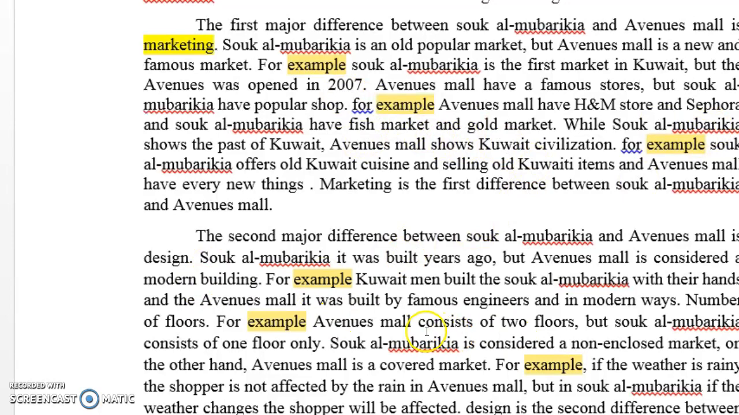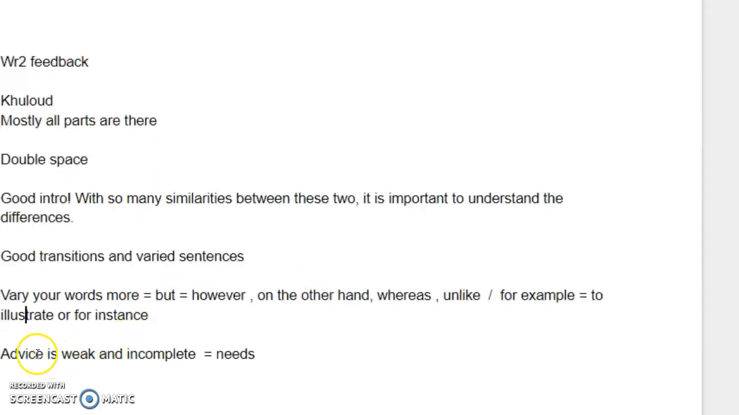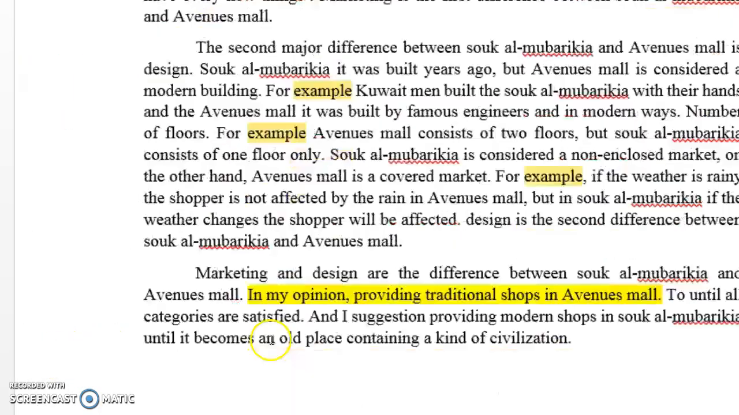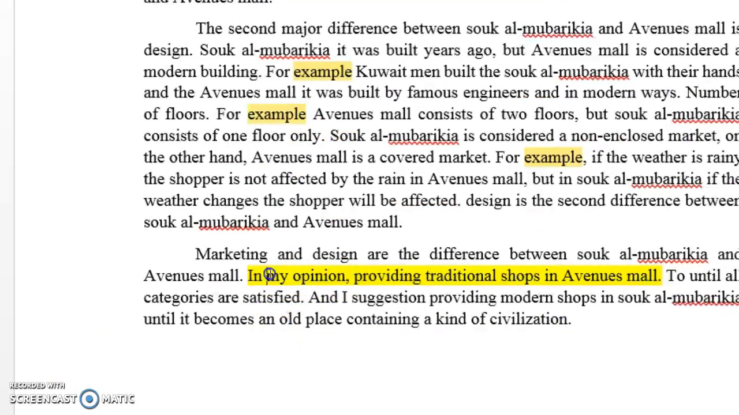Okay. And finally, in the conclusion, the advice is a little weak, and this is an incomplete sentence right here. In my opinion, providing traditional shops and avenues will do what? Will help people be more satisfied with the mall, or will make the mall more popular, will make it better, will make it more traditional, like supermarket IKEA? You need to complete that sentence here.